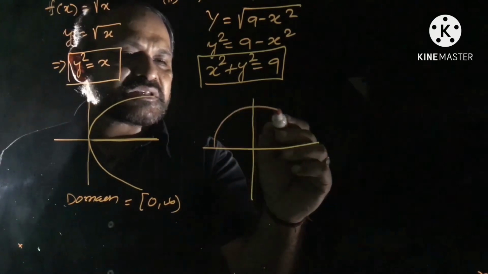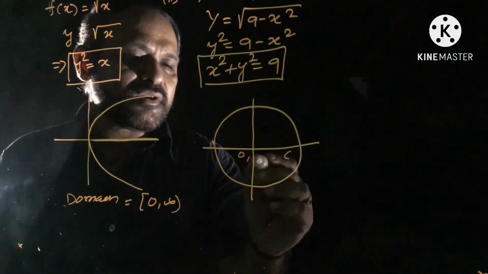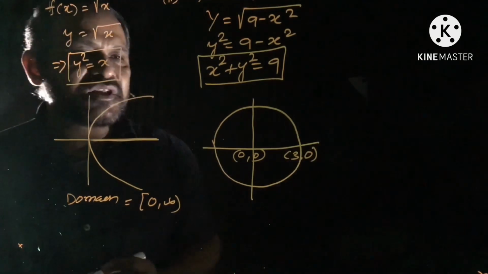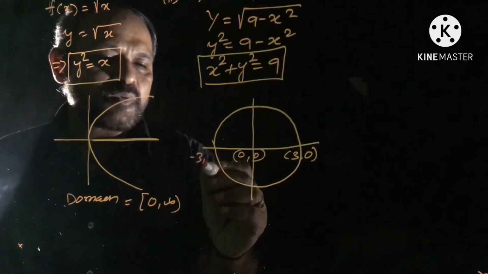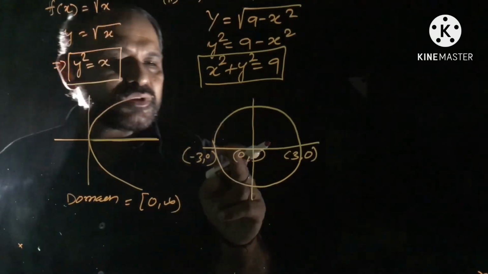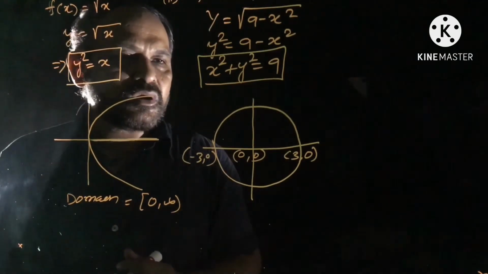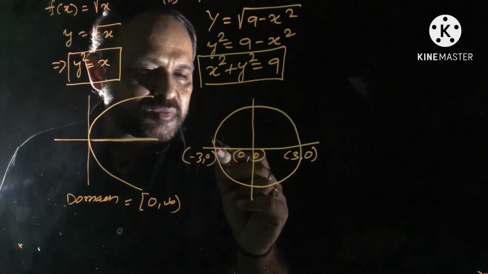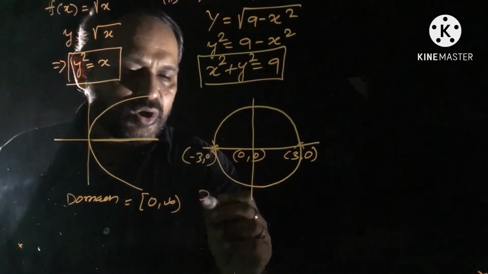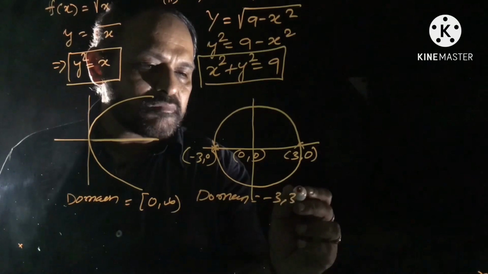If we draw this graph, this is the equation of a circle whose center is at origin, radius is 3. So the coordinate of this point is 3, 0 and the coordinate of this point is minus 3, 0. If we want to draw the figure of this circle, then what is the possible value of x? We can take the value of x from minus 3 to plus 3. Therefore the domain here is minus 3 to 3.